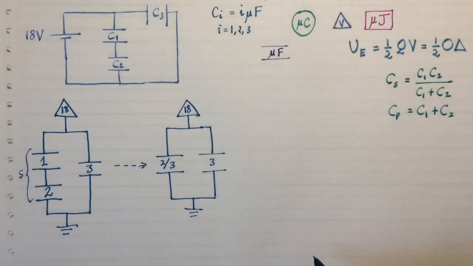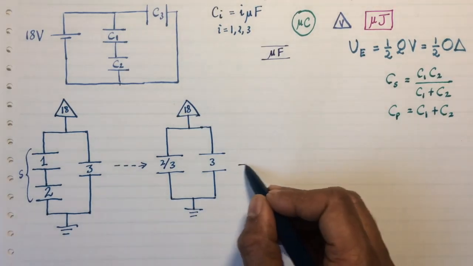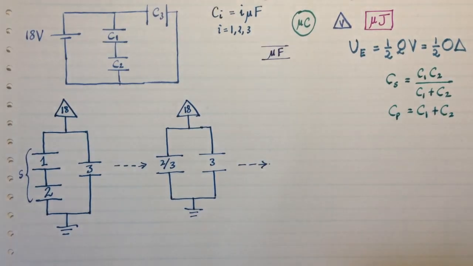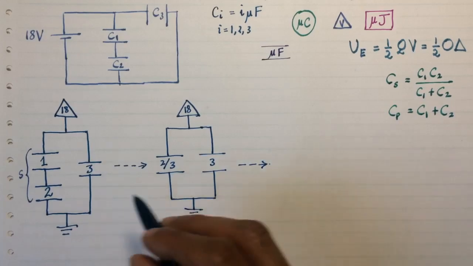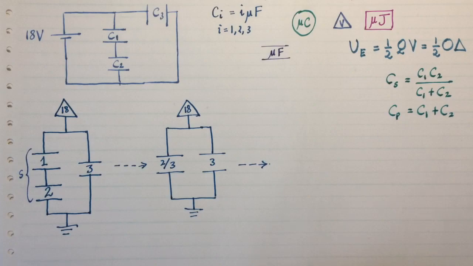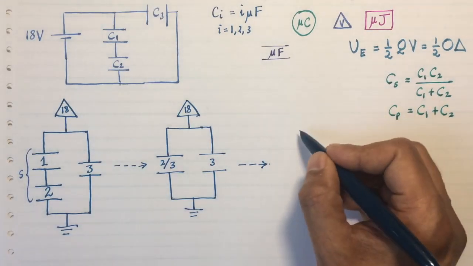Okay, now there's only one more step. I chose a simple problem for illustrative purposes. In your homework, you're going to have more than 3 capacitors, maybe even 5 or 6 capacitors. So you may have to prune this in 5 or 6 stages. But 3-stage pruning is all I'm doing here.